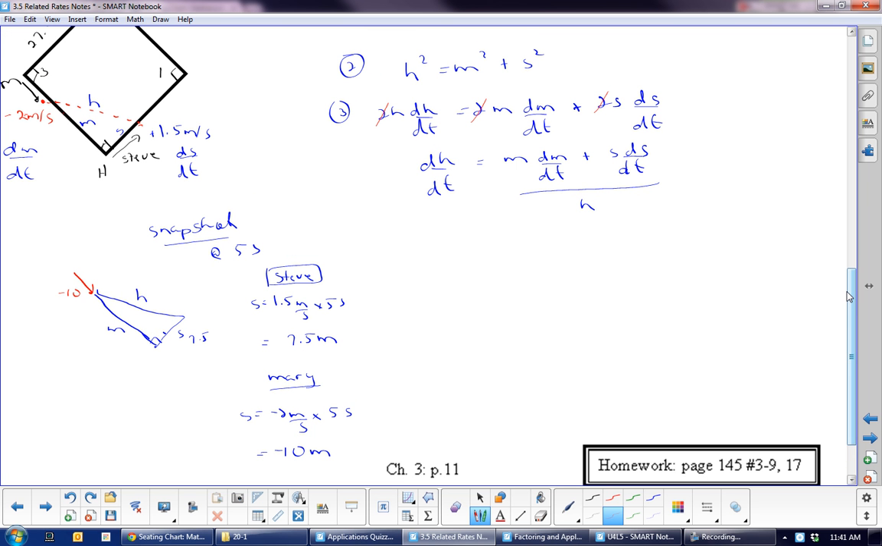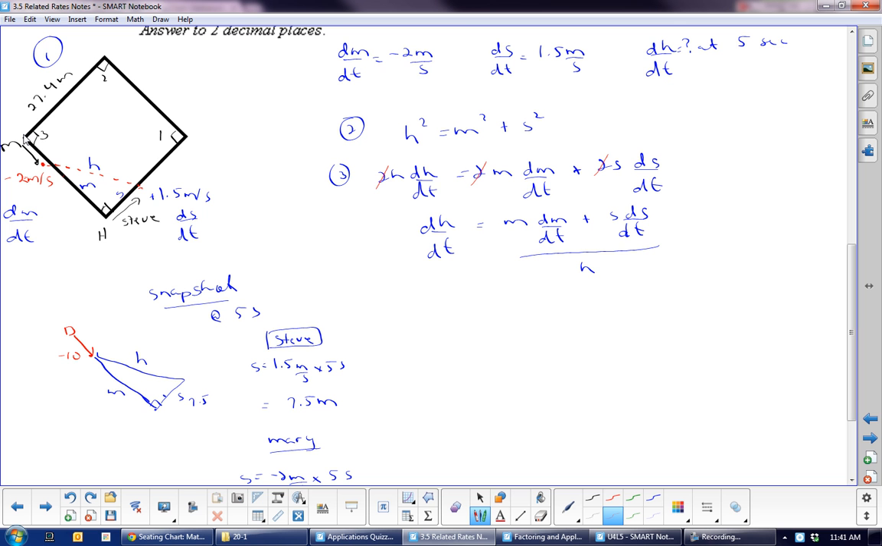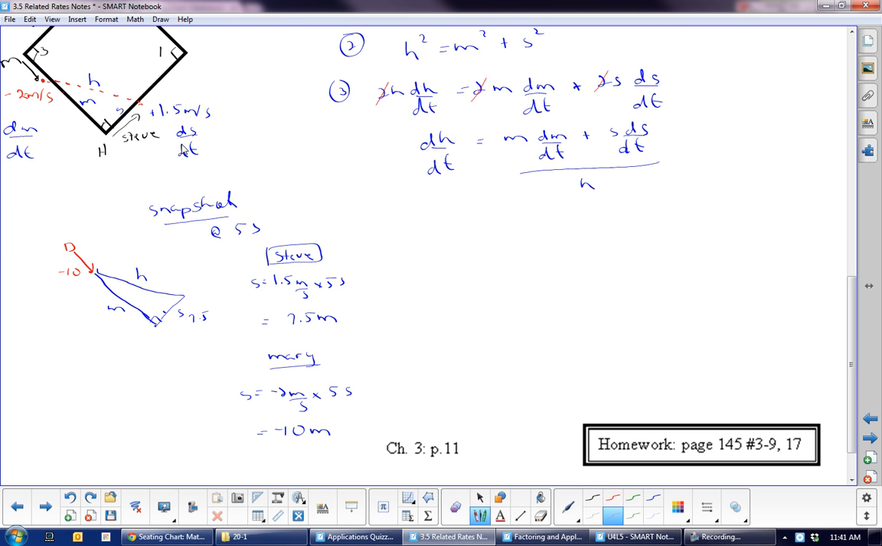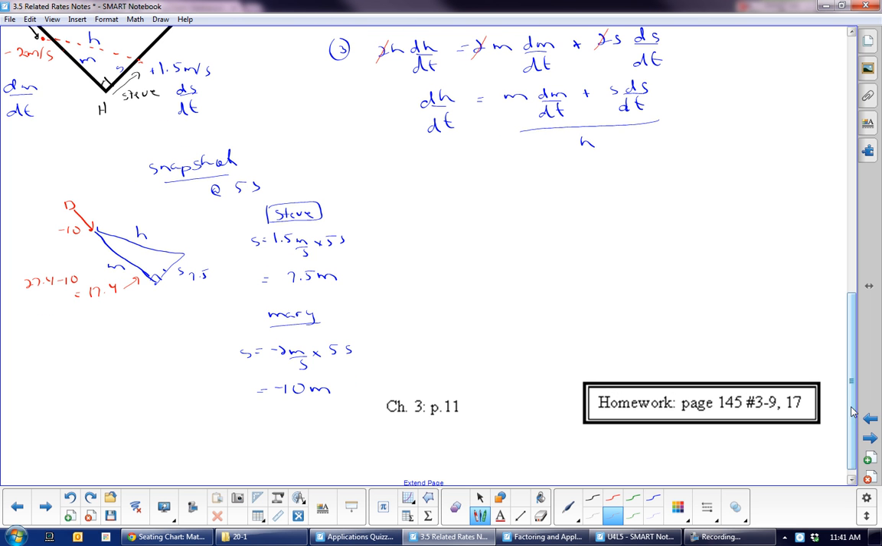Okay. This is where Mary started, right? She has run 10. So how much is this distance from here to here then? It's 27.4 is each side. So this must be 27.4 minus the 10, which is 17.4. So 27.4 minus 10 equals 17.4 is that. So now I know S, I know M. We can find H.